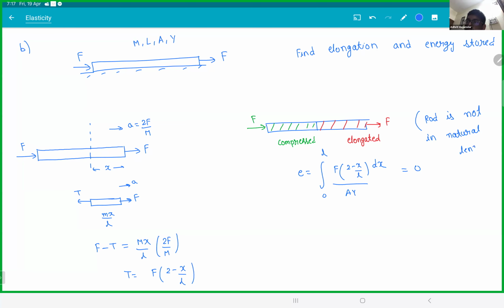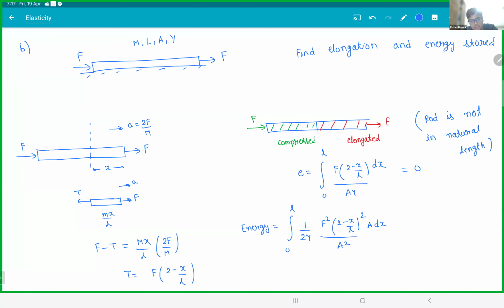It always divides exactly in the middle. In this case, F equal to F, it's symmetry. And for energy, the formula is still valid. For energy, we won't have a problem. It's a square, so we integrate. This would be F square into 2 minus x by L whole square by A square, A dx.